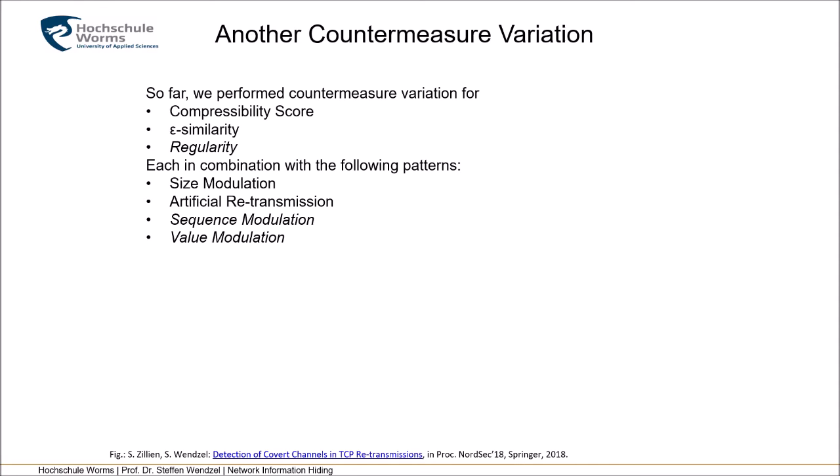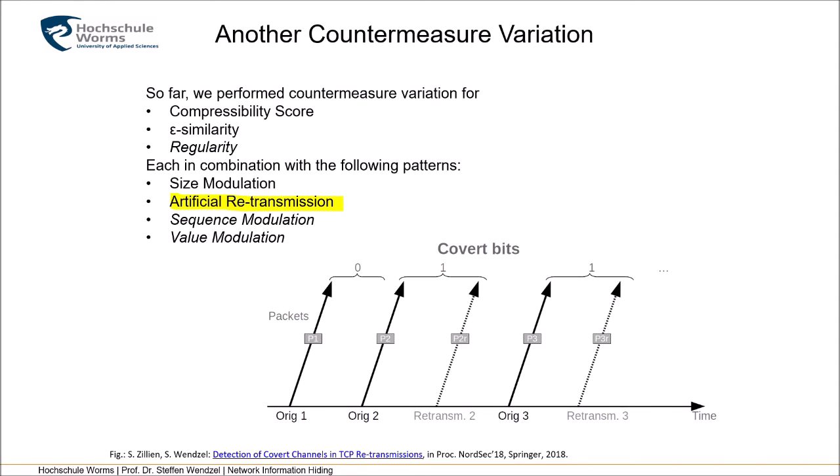So let's go to another countermeasure variation. Let's look at the artificial retransmissions pattern and the compressibility score and the Epsilon-Similarity. This is work mostly done by my student, and the retransmission pattern works as follows. We send some original packet, and then if we retransmit it, it has a different meaning than if we do not retransmit it.